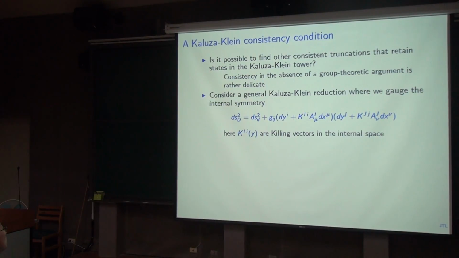So let's suppose we have a Kaluza-Klein reduction, where I have a lower dimensional space over here, and an internal manifold. And I suppose it has some isometry groups, which is generated by these Killing vectors K. So this is turning on graviphotons, and I'm gauging the isometries of my internal space.